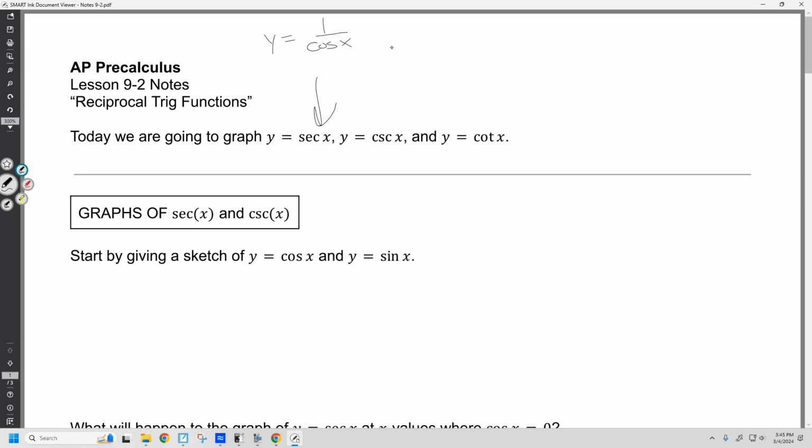Right? Cosine of an angle equals adjacent over hypotenuse. Secant of an angle would be hypotenuse over adjacent. It's a reciprocal. It's a flip. We know cosecant's a reciprocal of sine. We know cotangent's a reciprocal of tangent.